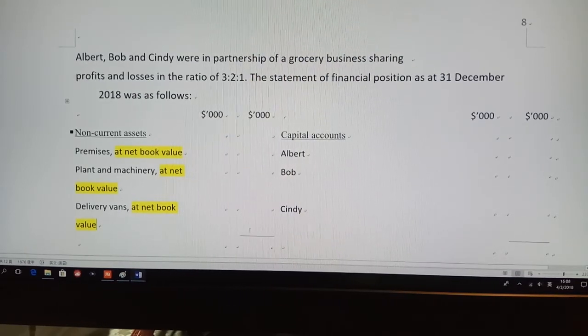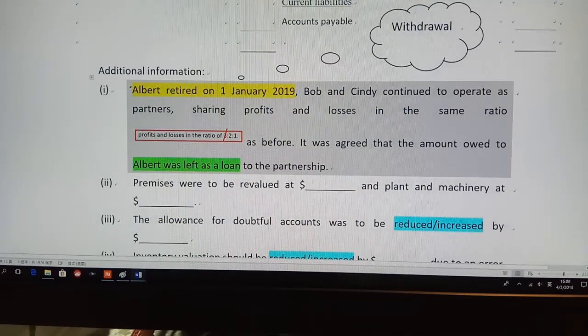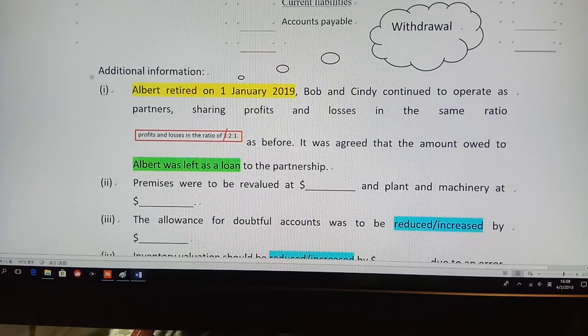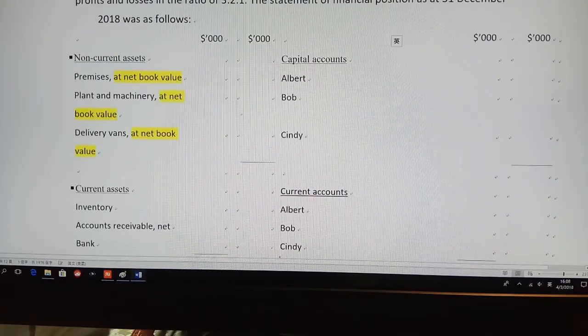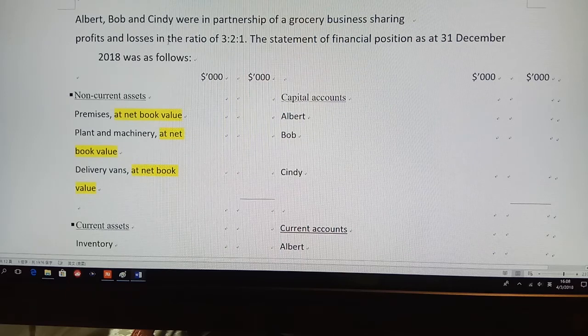This question is about partnership, withdrawal, and admission. And this question is just related to the retirement of Albert. That means it's about withdrawal of partners. There is no admission of partners in this question. Okay, before you go, you should note the profit and loss sharing ratio and these figures.